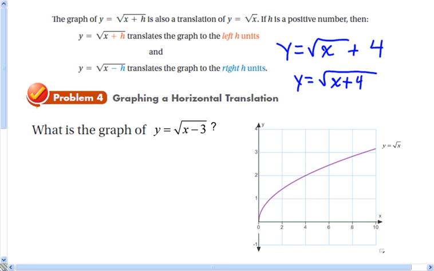So this equation right here is going to make the parent function y equals square root of x move to the right 3 units. So I'm just going to locate some points here, 1, 1, 4, 2, 9, 3, and then I'm going to move each of those to the right 3 units. So that would go there, that one would go there, that one would go there, and that one would go about there, and then draw my new function in. All right, I'll let you try that.